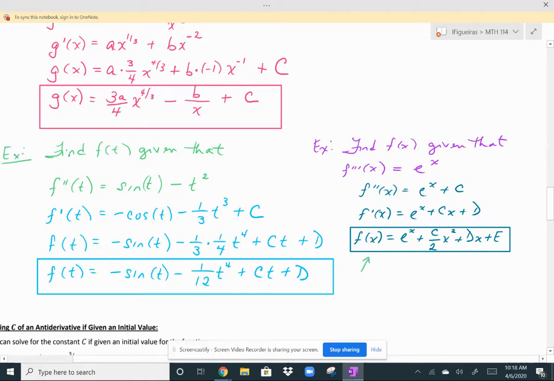F of x is equal to the antiderivative of e to the x, well, that's just e to the x. The antiderivative of cx, remember you have to do anti-power rule. So add 1 to the exponent, that's where x squared comes from, and then multiply by a half. So we get c over 2 x squared. The antiderivative of d, we'll just attach a variable to it, that's dx. Then we introduce a new constant, which we call e. So the answer in the box is the original function, given that f triple prime is e to the x.